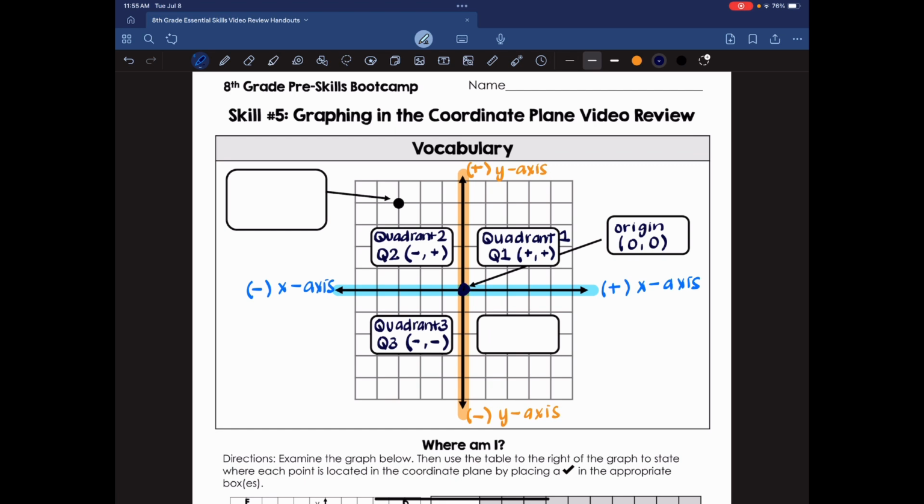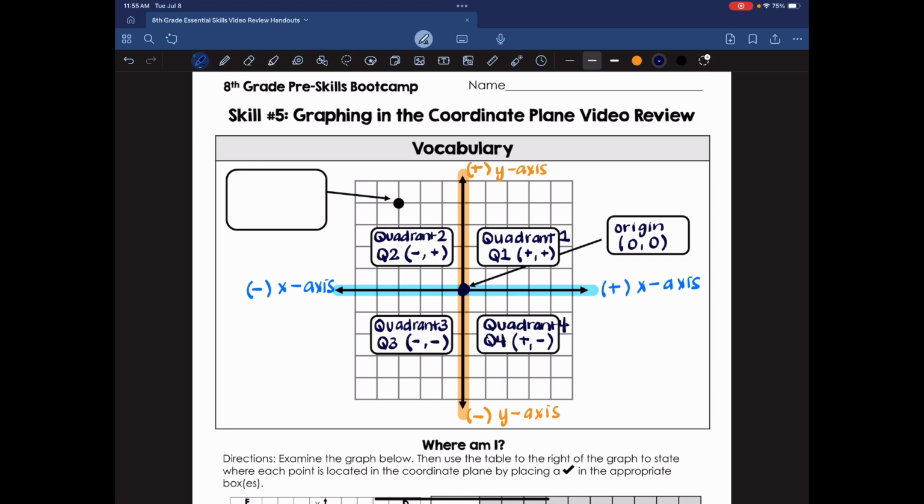And then for our last quadrant, this is quadrant 4, Q4. If I'm thinking about what it's made up of, I have positive x's and I have negative y's. So in this box, we're going to have points that are positive x, negative y.